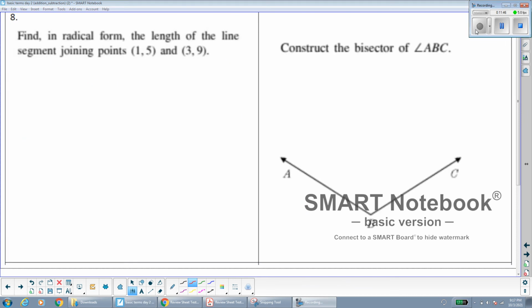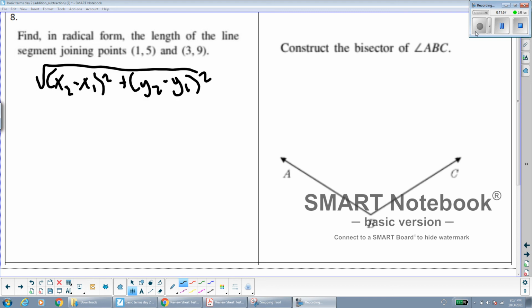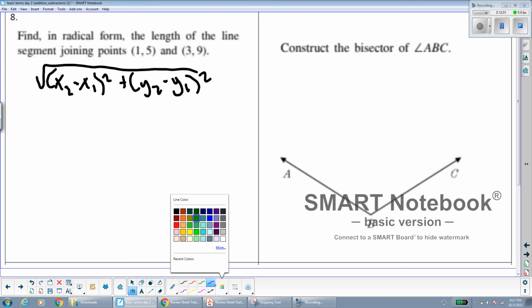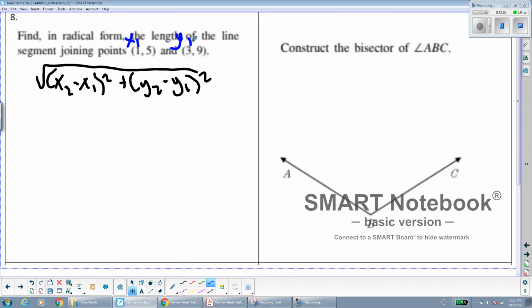For number 8, we're going to find in radical form the length of the line segment joining points (1, 5) and (3, 9). I'm going to start off with writing my distance formula down on my paper. Once I have my distance formula down on my paper, I'm just going to label the points. So I'll call this one x1, so then by default this one y1. This one has to be x2 then, and this one has to be y2 then.